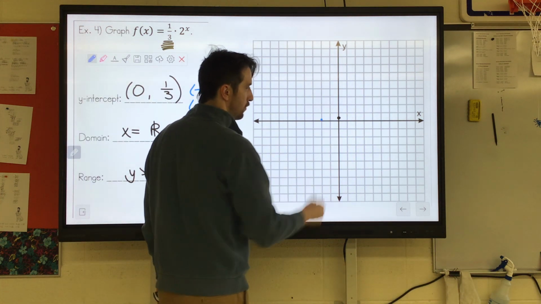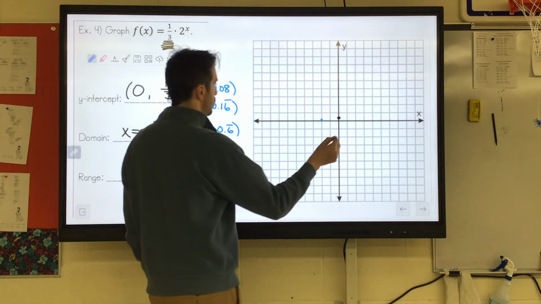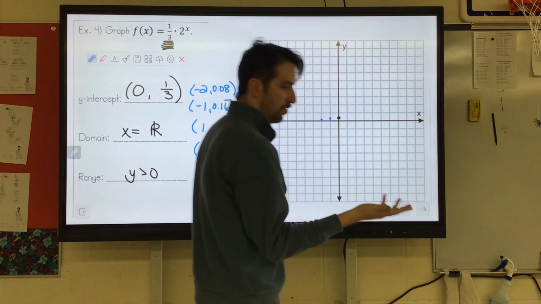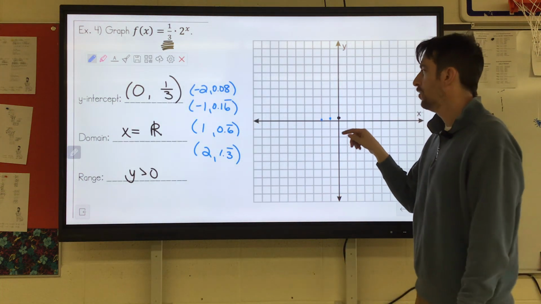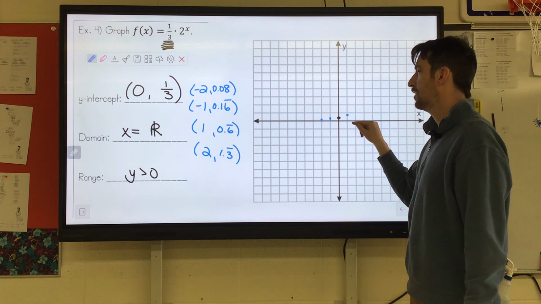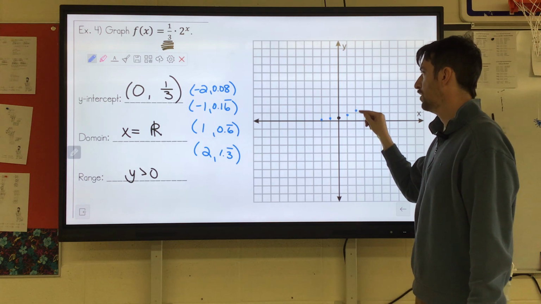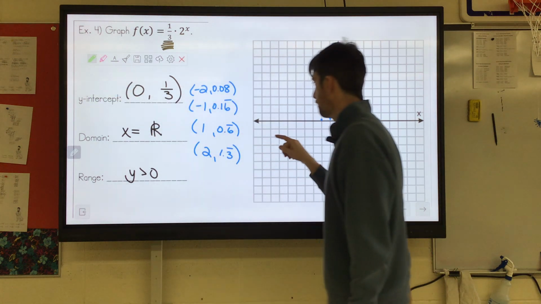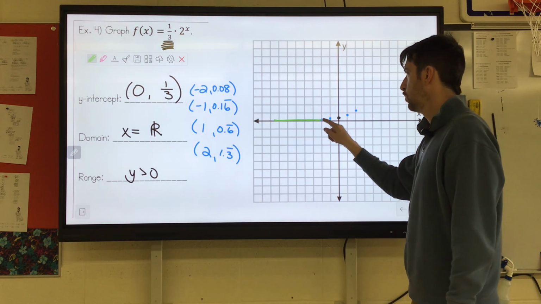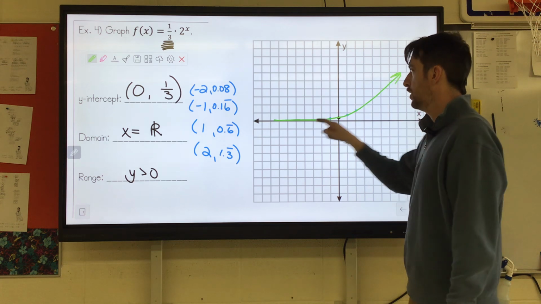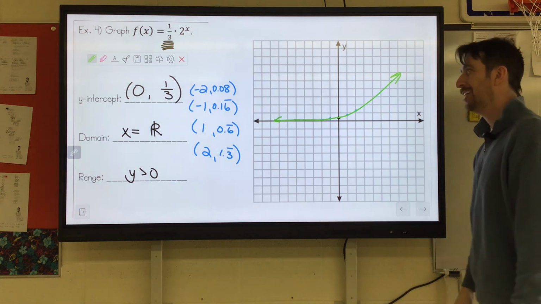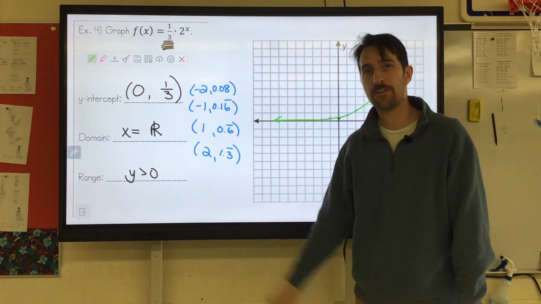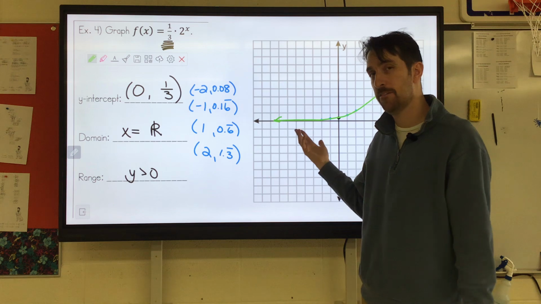We'll try our best. So we have -2 and 0.08. That's like barely off the line. We have -1, 0.16. That's going to be a little bit higher. We have 0 and 0.3 repeating, or 1/3. 1, 0.6 and 2, 1.3. So this is a little flatter, but it's still exponential growth. Not quite as steep as the last one. And again, you could choose any numbers you want to put in for x. If you want, you could put in 10. It might go off the graph, but you could do that.